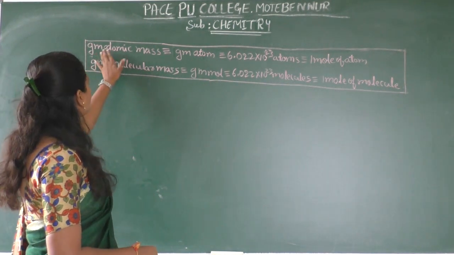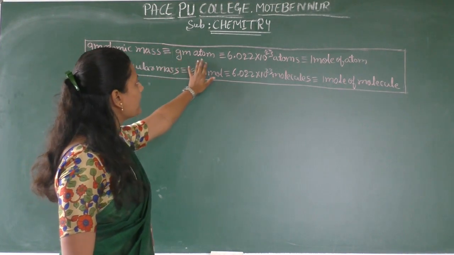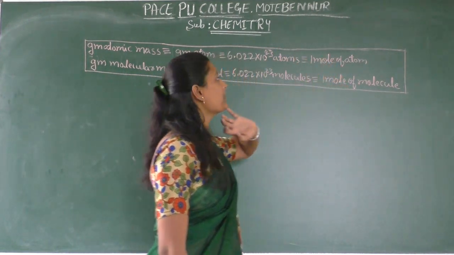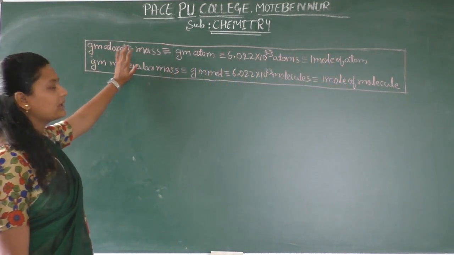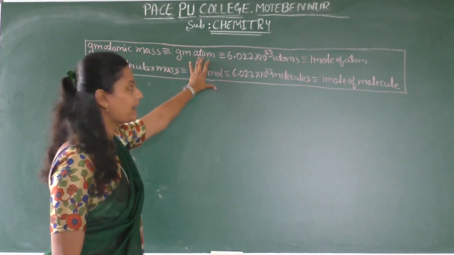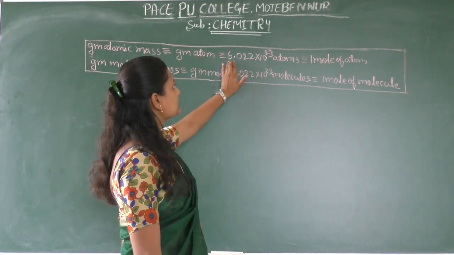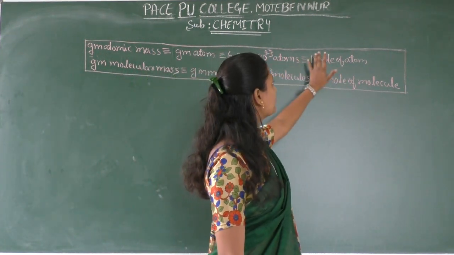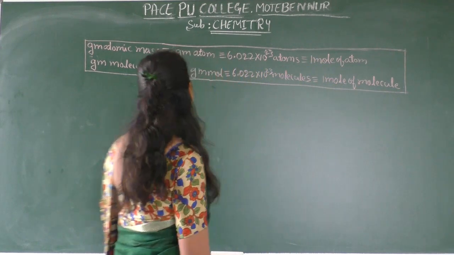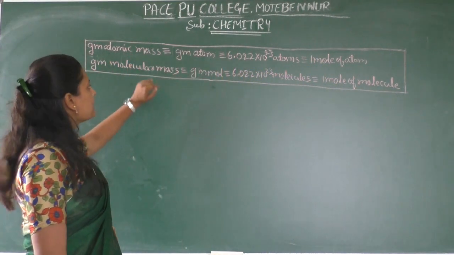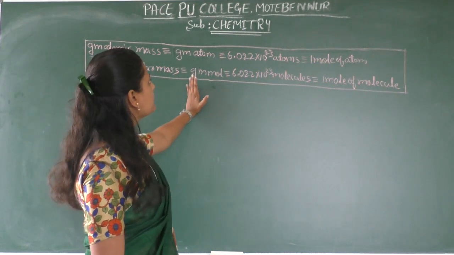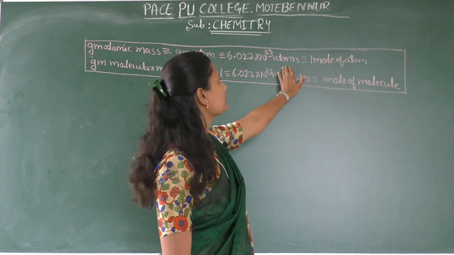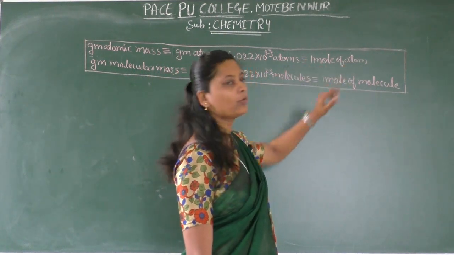We relate the gram atomic mass and gram atom, number of atoms and mole. Okay, so here the gram atomic mass is equal to gram atom, which is equal to 6.022 into 10 raised to 23 atoms. So that is equal to mole of atom. If we consider 1 gram atomic mass, that is equal to 1 gram atom, which contains 6.022 into 10 raised to 23 atoms, that is nothing but the 1 mole of atom.